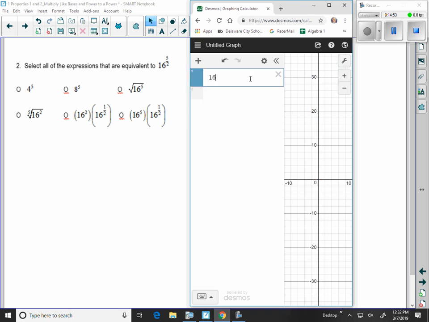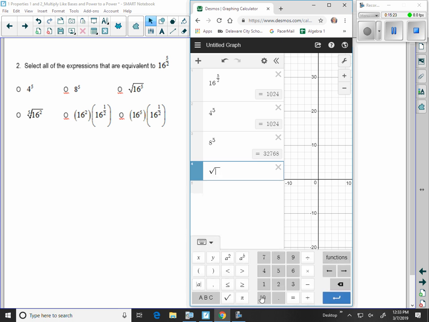Okay, 16 to the 5 divided by 2. Do you see how Desmos tells me the answer? Put them all in. The ones that are the exact same, those are the equivalent. So if I do 4 to the 5th, yeah, that one works. Then if I do 8 to the 5th, nope, not 8 to the 5th. And I'm going to have to do the square root of 16 to the 5th. That one works. Now I need the 5th root.